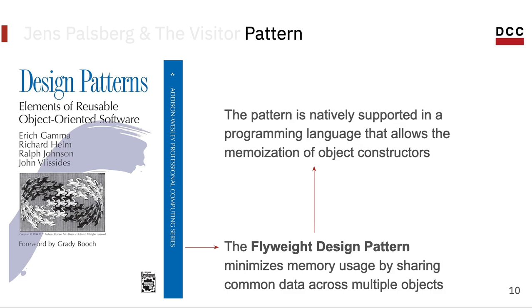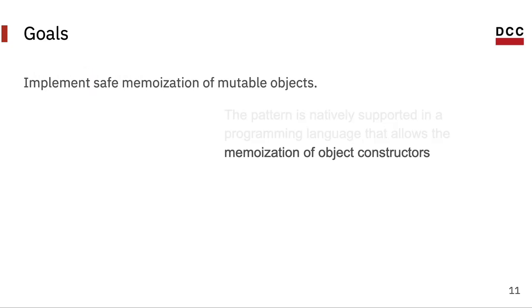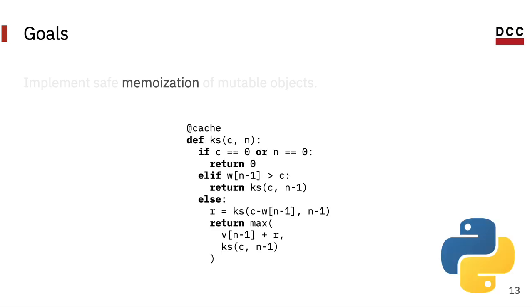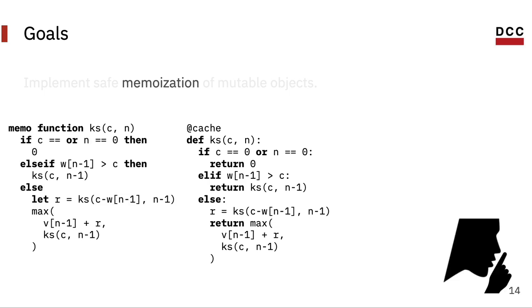The pattern could be implemented natively in an object-oriented language if it supported the memoization of object constructors. And so we want to implement this kind of memoization of constructors, but we want to do it safely. Memoization is an optimization that we use to avoid recomputing functions if they were already called. In Python, we can memoize functions with annotations such as cache, which is available in Python 3.